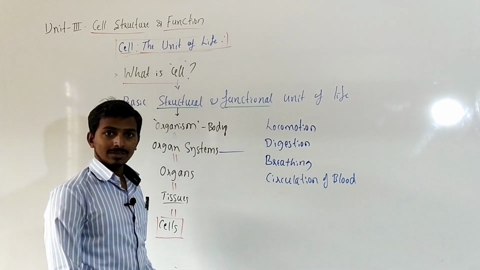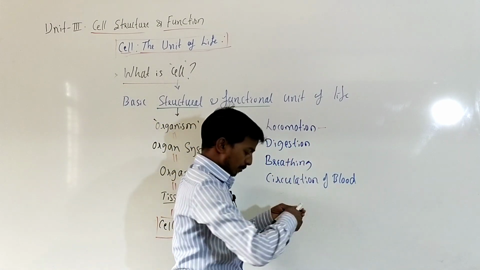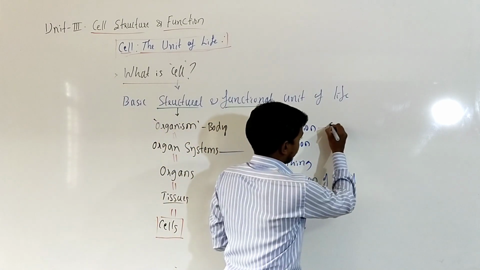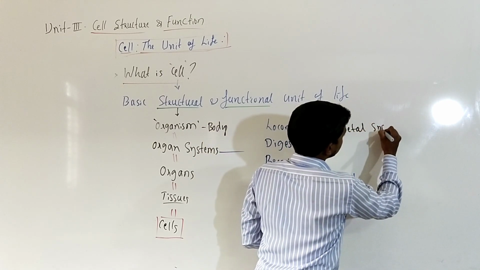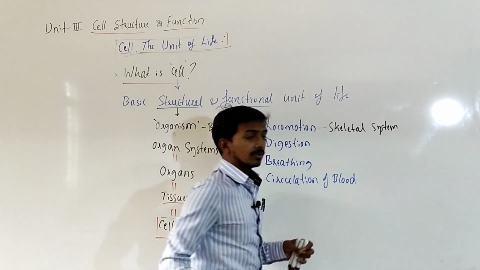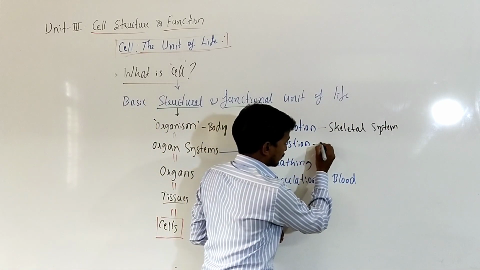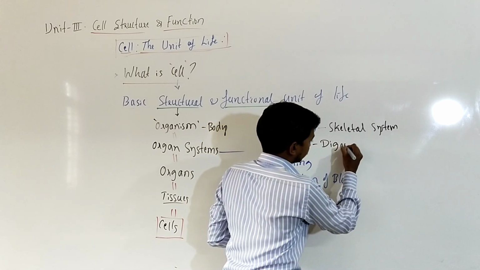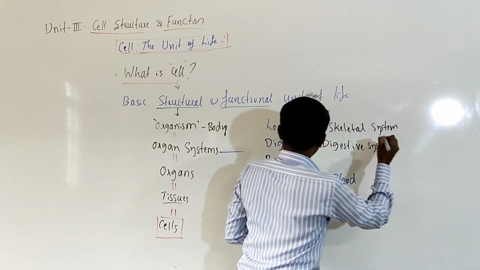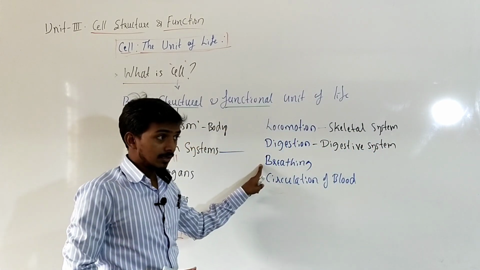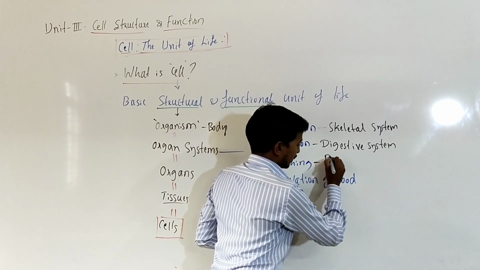For example, locomotion is performed by skeletal system. Digestion is performed by digestive system. Then breathing is performed by the respiratory system.